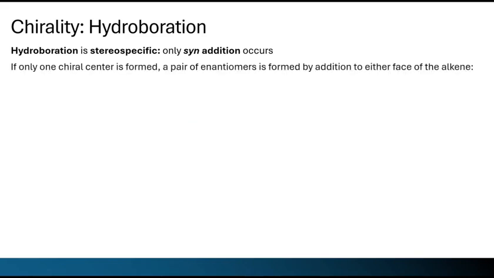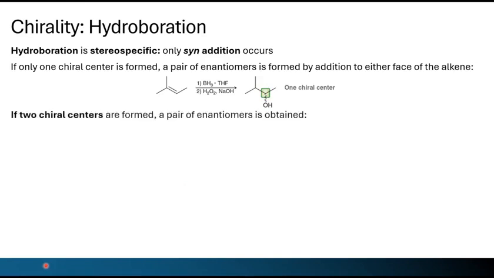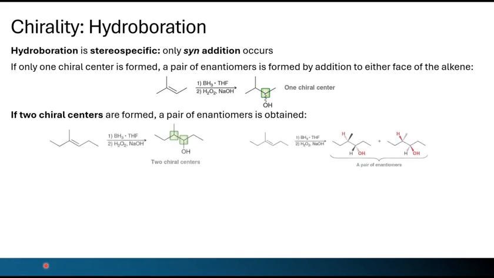Chirality of hydroboration. Hydroboration is stereospecific. Only syn addition occurs. If only one chiral center is formed, a pair of enantiomers is formed by addition to either face of the alkene. So here we would have an alkene that would eventually have a chiral center at this carbon here, and we would get both enantiomers. If two chiral centers are formed, a pair of enantiomers is also obtained. So note here, we have two chiral centers that have formed, and we're going to get a pair of enantiomers as our product.